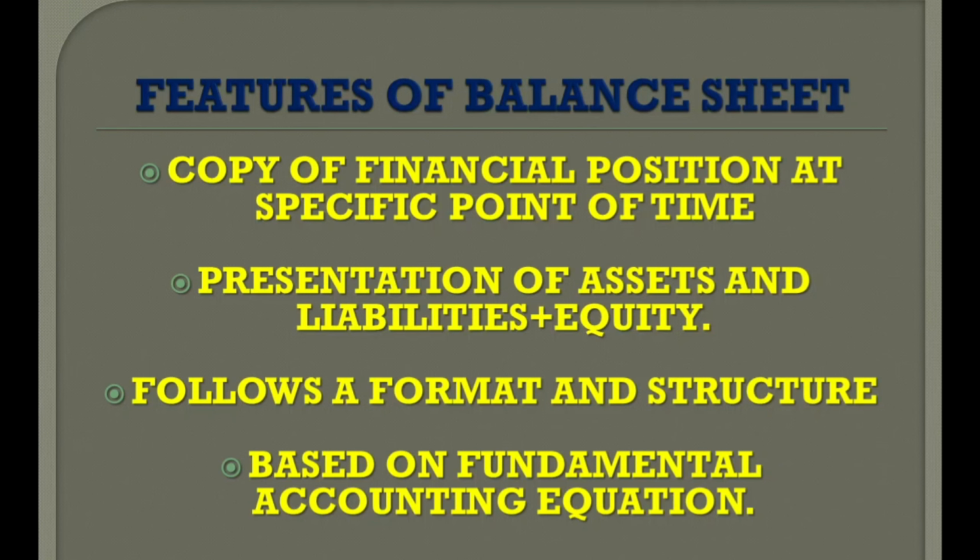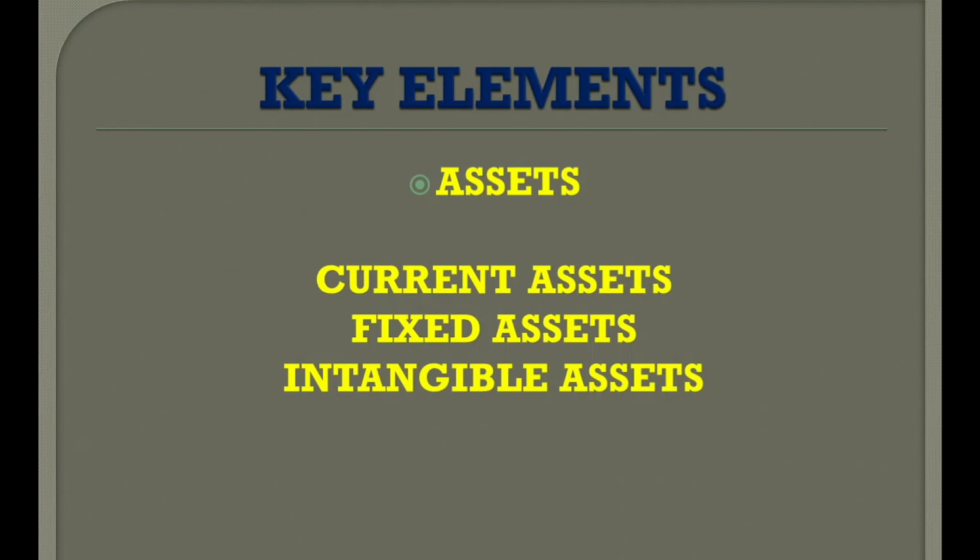This is the basic format of a balance sheet, and it follows a standard format and structure, which depends on the type of balance sheet, based on the fundamental accounting equation. As we discussed prior to this, assets equals liabilities plus equity. This is how the balance sheet basically works. With this we can also identify certain other features of the balance sheet. So the key elements are as follows.